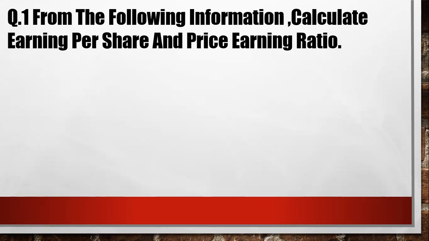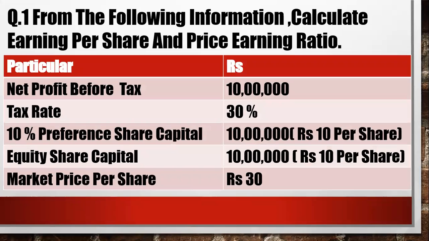Okay. The next formula is price earning ratio. So price earning ratio means you can directly say that MPS upon EPS. MPS is market price, EPS we have calculated over here. So this is the question. In the question they have given you the net profit before tax. But what you want? You want net profit after tax. Clear?